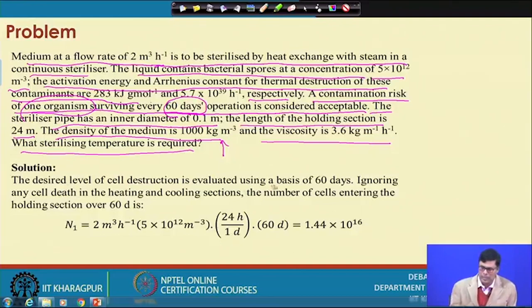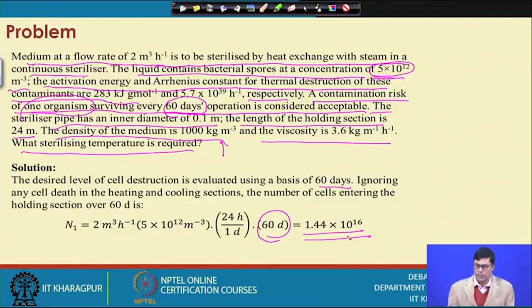The desired level of cell destruction is over 60 days. Like previously, we solve it for 60 days of operation, and the flow rate is 2 cubic meter per hour. Now, 2 cubic meter per hour means you have to find out the flow rate per day. One day is 24 hours, so if you multiply by 24 hours you will get cubic meter per day, and then you multiply it by 60 days to get how much liquid you are handling. In this liquid, the microorganism spores present are 5 into 10 to the power 12. So, if you multiply that, you get this N1 value as 1.44 into 10 to the power 12.